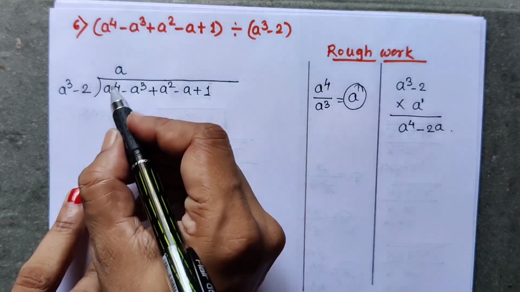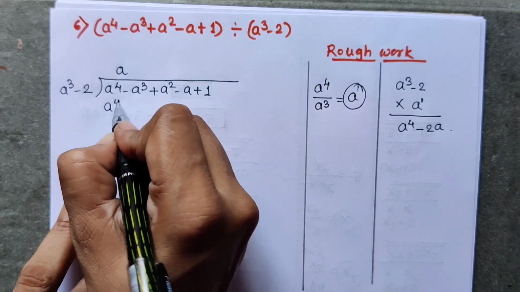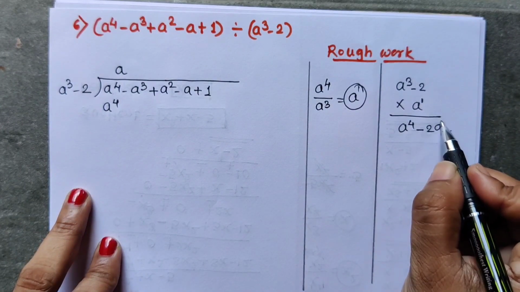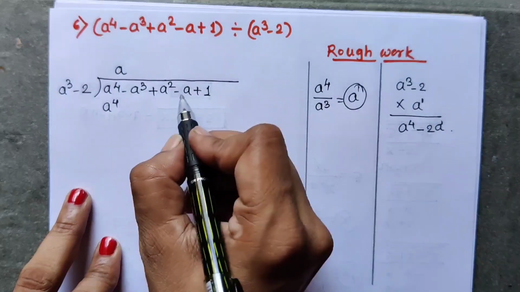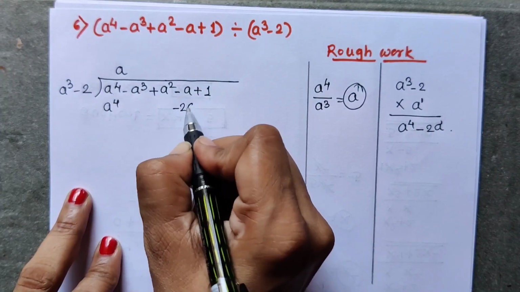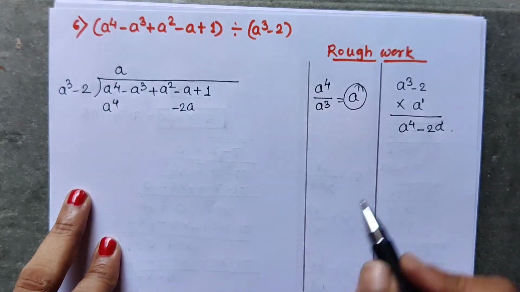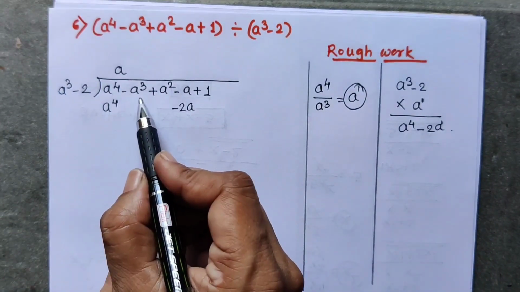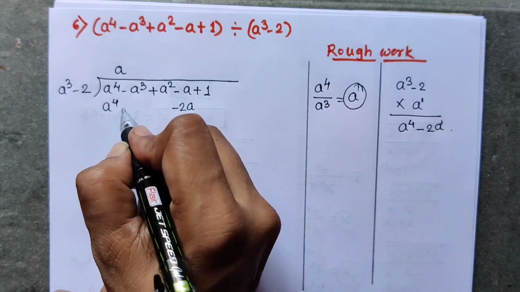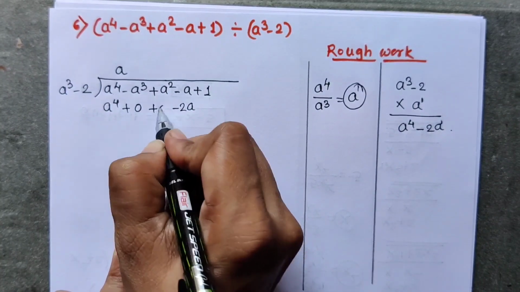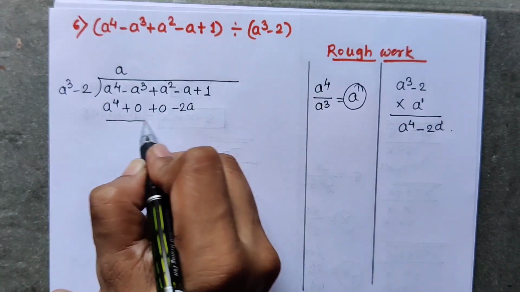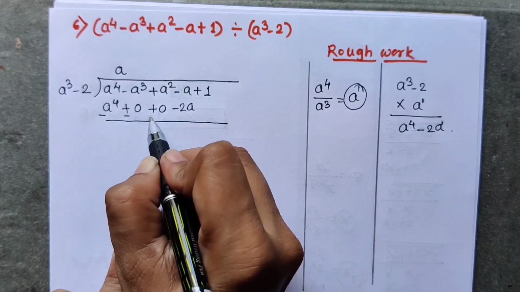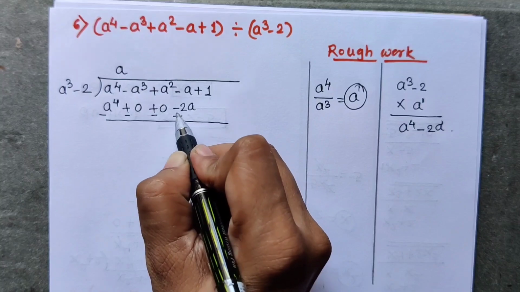A raised to 4 we write below the a raised to 4 term, and only a raised to 1, the index is 1, minus 2a raised to 1. Where should I write? Here, minus 2a raised to 1 below the a term. Like terms should be written one below the other. Now we have not got a cube and a square term, so I will put 0 here also and 0 here also. Now solve this. This sign will become minus, this will become minus, this will become minus, and this will become plus.